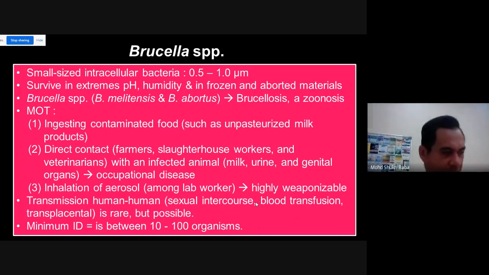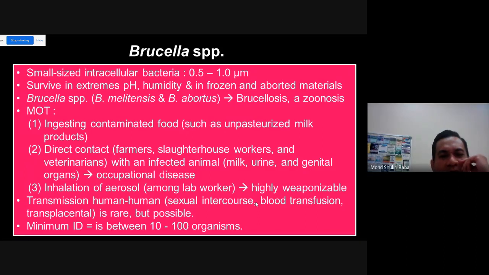So mode of transmission adalah ingesting contaminated food such as unpasteurized milk product. Direct contact, which is farmers, slaughterhouse workers, and veterinarian with infected animals seperti milk, urine, and genital organs. Ini kita panggil this by occupational disease. Also can be inhalation of the aerosol among lab workers, okay, which it might lead to the highly recognizable species to be manipulated sebagai biological weapon, okay.